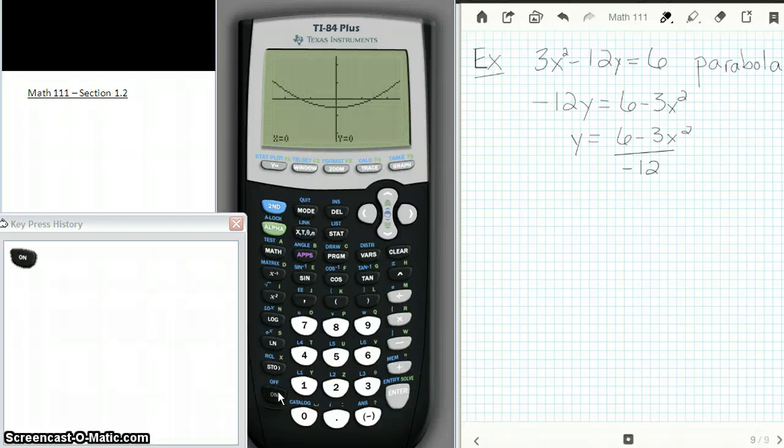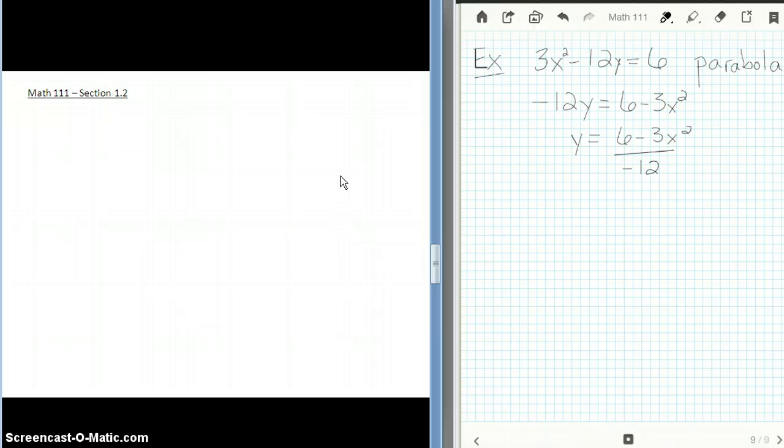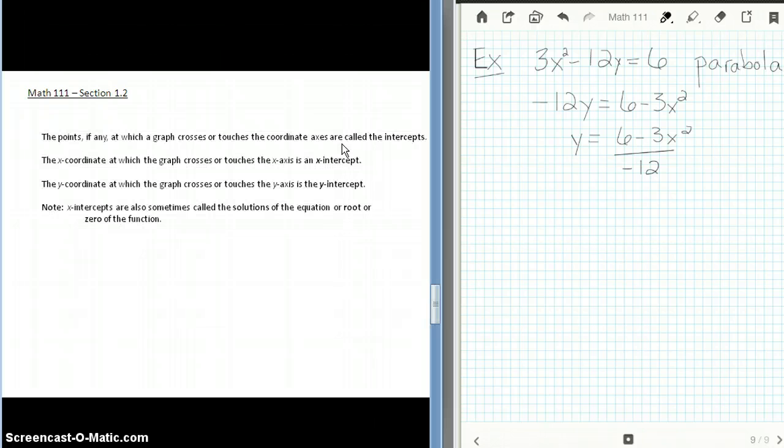So let's look and see if it's still there for us. Yep, there it is. Remember, I had zoomed in here to be able to see the X and Y intercepts a little bit more clearly. So let's just remember for a second what we mean by intercepts and how we define them. What we say is that the points, if there are any, at which a graph crosses or touches the coordinate axes, the xy axes, those are called the intercepts, right? So where it intersects, those are called intercepts.